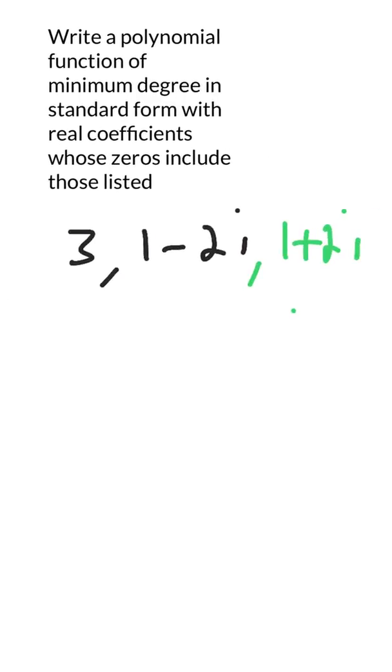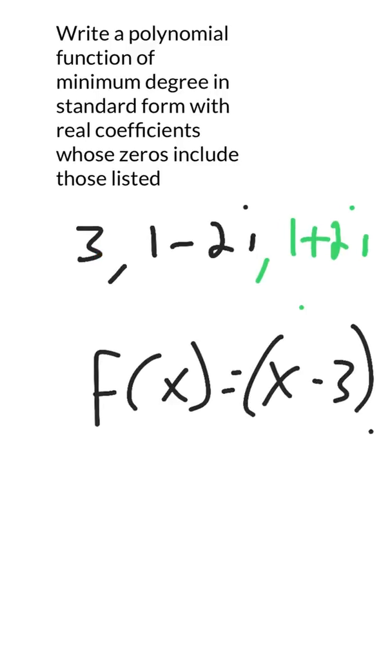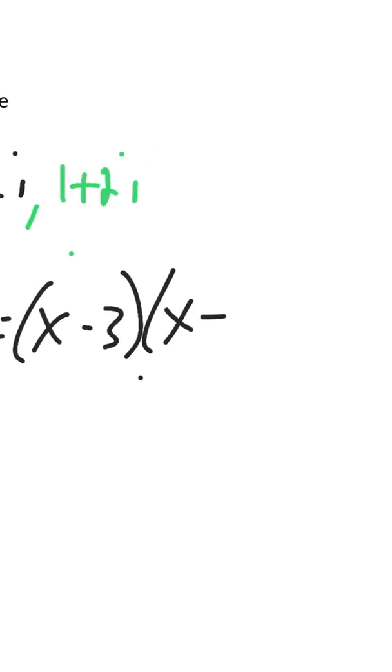The function f of x, who has these as zeros, is going to be x minus 3. And that takes care of this being a 0 because if you plug in 3 in here, 3 minus 3 would make 0. So that's 1. So a next 0 would be x minus 1 minus 2i.